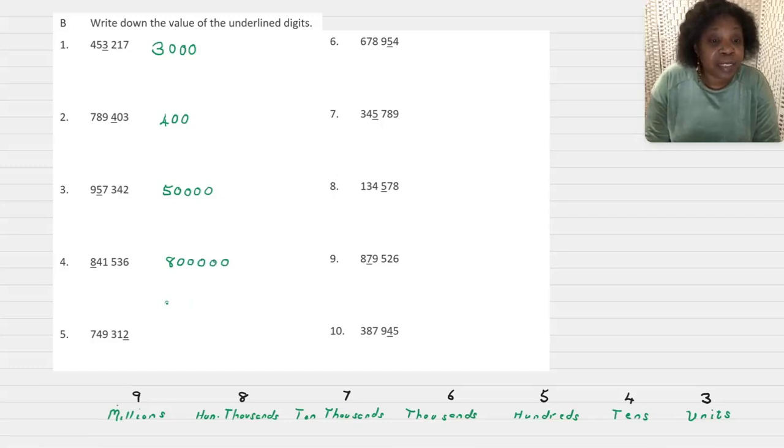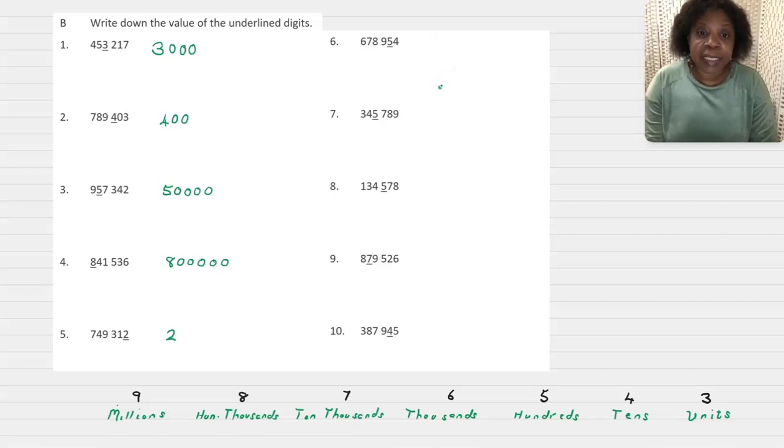So that will be 8 with 5 zeros. As you can see, number 5, the number is 749,312. The digit underlined is the number 2. The value of the 2 is 2. So we're just going to write the 2, as you can see. Then we come to question 6.